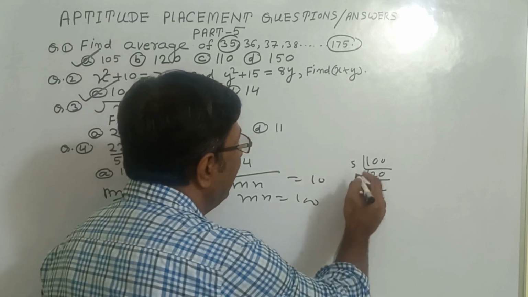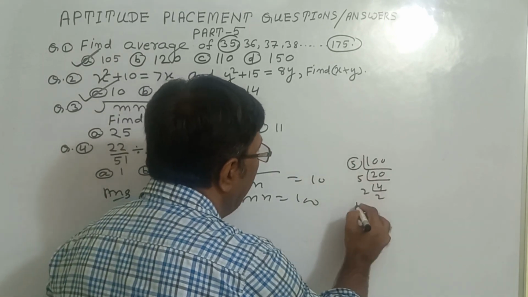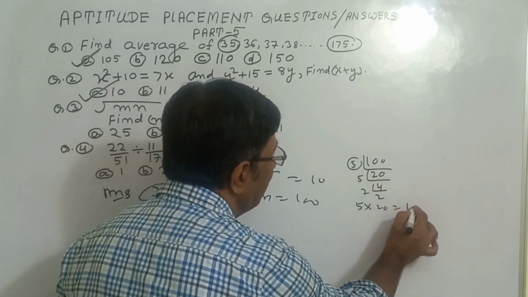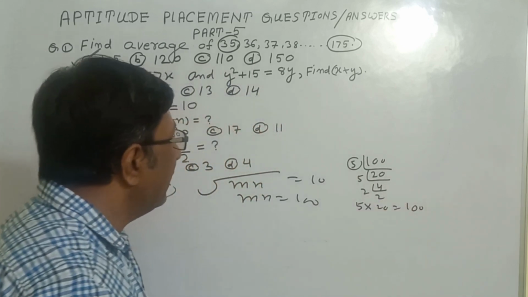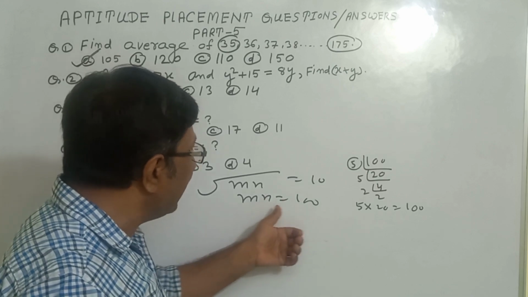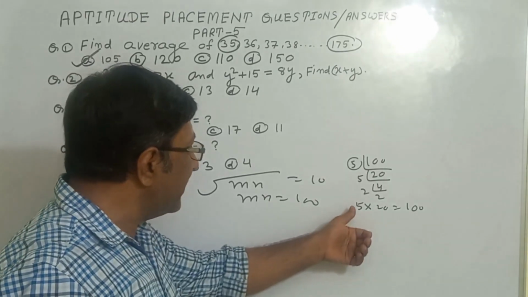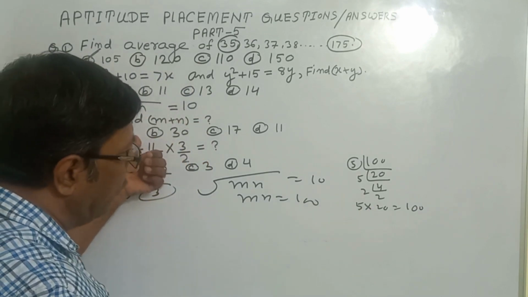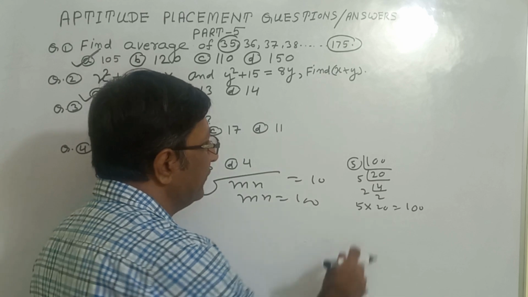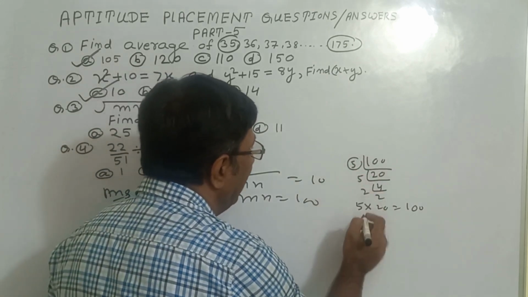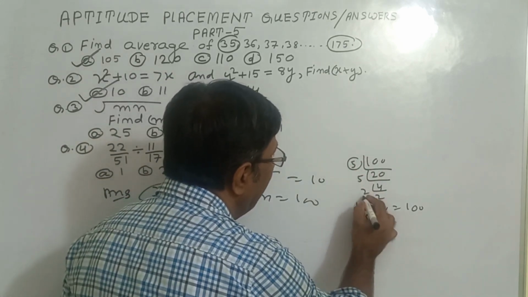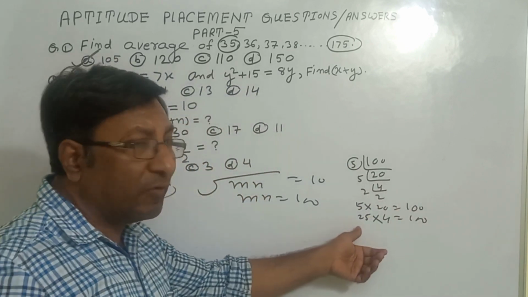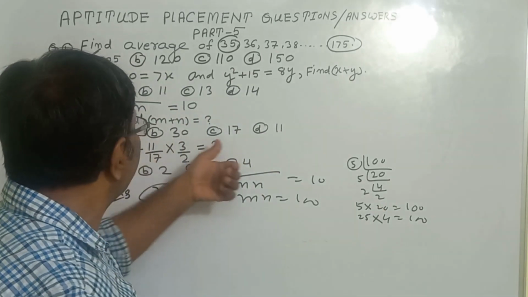Just like 5 multiplied by 4 is 20. So 5 into 20 is what? 100, right? This is satisfied. So m is 5, n is 20. When we add 20 plus 5, we get 25. Okay, if you check the other options, 25 into 4 is also 100. So 25 plus 4 is what? 29. It is not in your options.